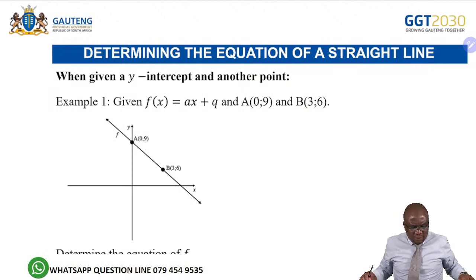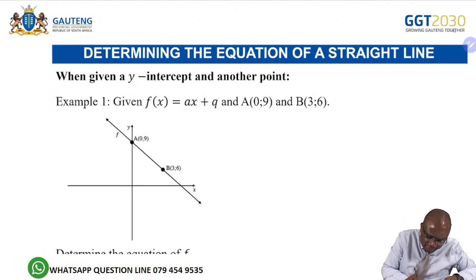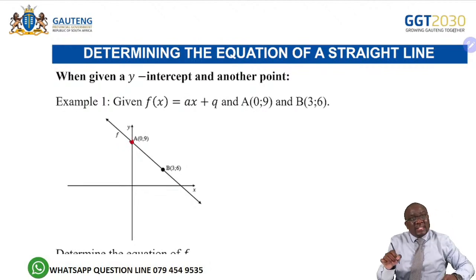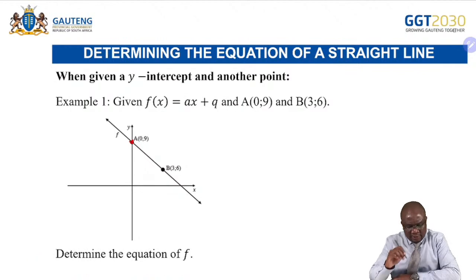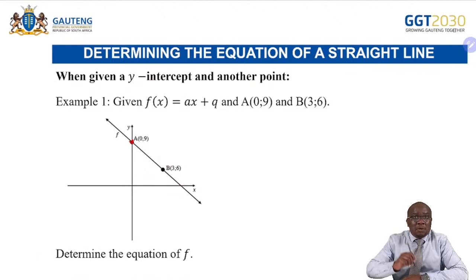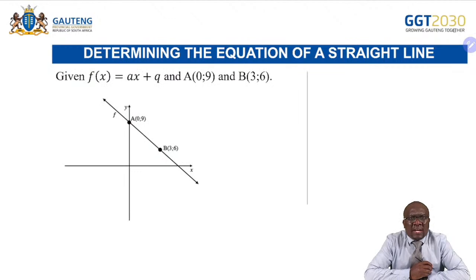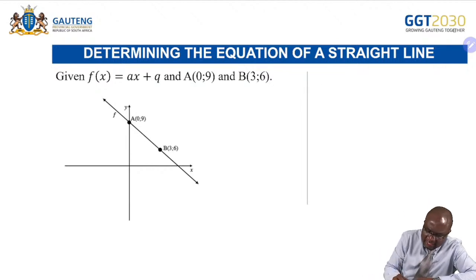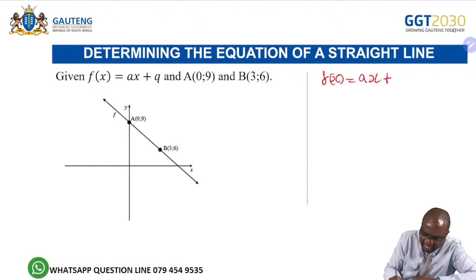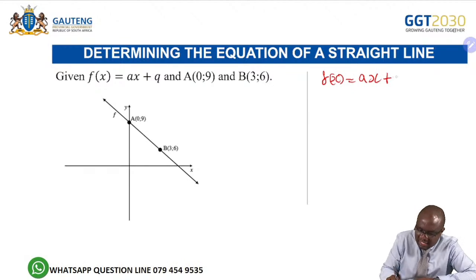What are we given here? We are given a y-intercept, which is point A, and another point which is on the line, which is point B. So the other point must be on the line. Now, how do we find such an equation? Let me try to guide you here. What did you say about the y-intercept? Which parameter is it? The y-intercept is our q, isn't it? So, I will write that: f of x is equal to ax plus q. In this case, our y-intercept is 9.